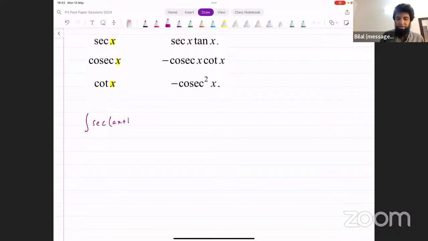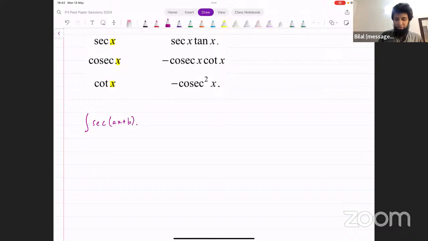Remember, in integration, it's a condition that the expression inside has to be linear, just like for all the other functions. The rule says whatever x is replaced by, that has to be linear. If it's not linear, then you can't use this rule directly. You'll have to do something else.